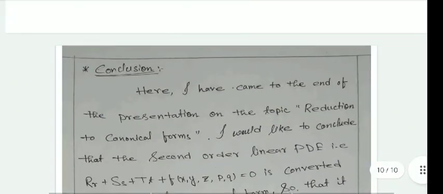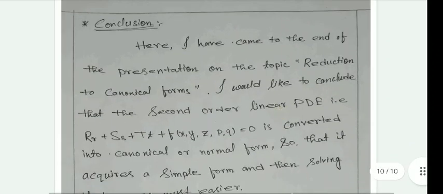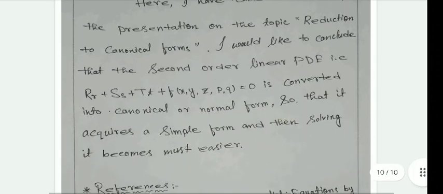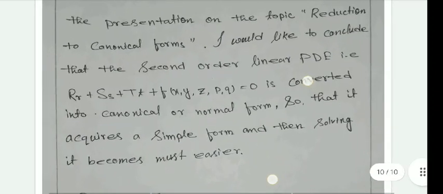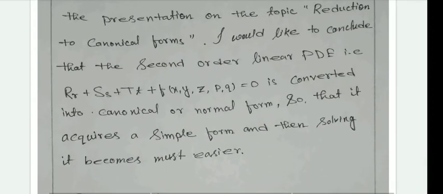Now here is the conclusion. I have come to the end of the presentation on the topic of reducing to canonical form. I would like to conclude that the second order linear partial differential equation, that is capital R r plus capital S s plus capital T t plus f of x, y, z, p, q equal to 0, is converted into a canonical or normal form, so that it acquires a simple form, and then solving it becomes much easier.